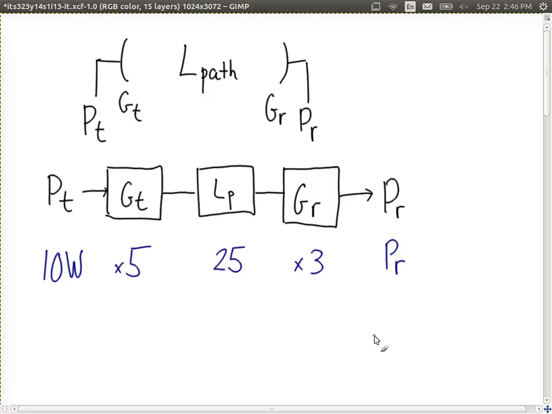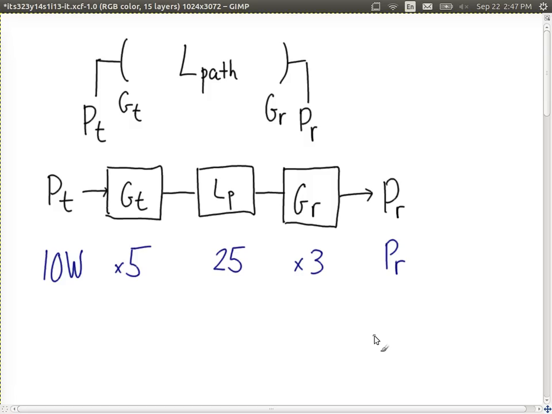In this case, we start with 10 watts. A gain of times 5 means the output here will be 50. Five times larger than the input. So the output is 50. Then we have a loss by a factor of 25. What does that mean?